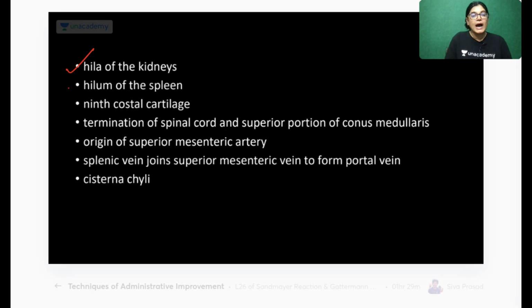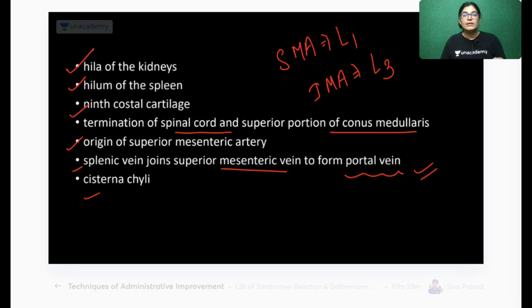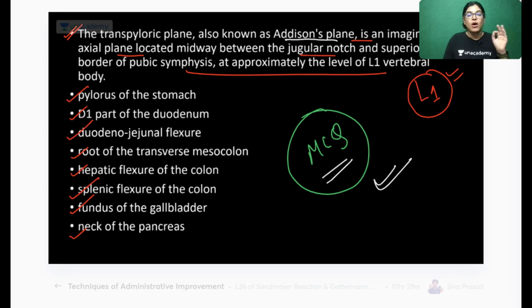And other than that, also the hilum of both the spleen and kidneys, ninth costal cartilage, termination of the spinal cord, and superior portion of the conus medullaris correspond to this level. The origin of the superior mesenteric artery. Please note down, the superior mesenteric artery is at the level L1, the inferior mesenteric artery is at the level of L3. And the splenic vein joins with the superior mesenteric vein to form the portal vein, and the cisterna chyli. So all of you can note down that all these structures which I have mentioned are located at the level of the L1 lumbar vertebra.